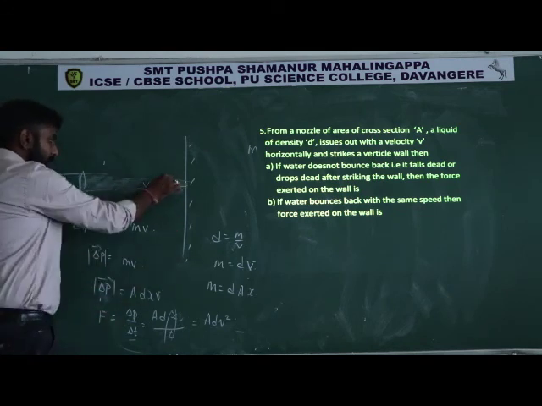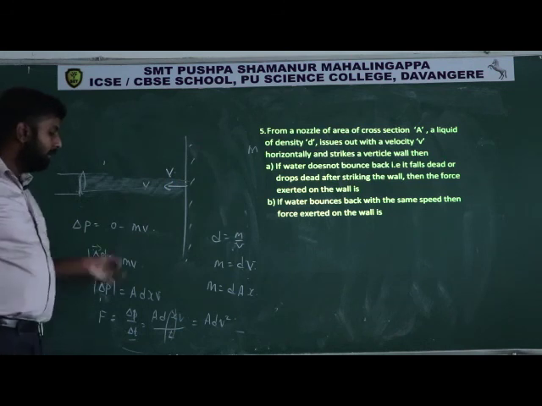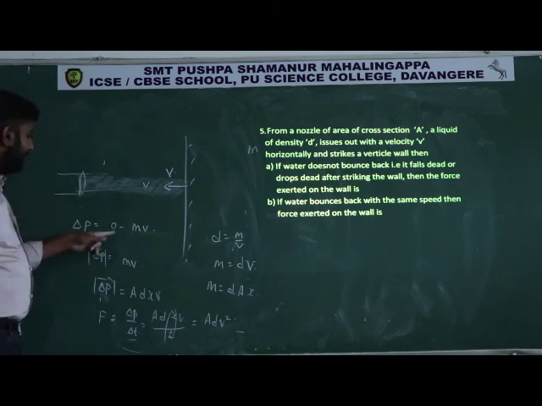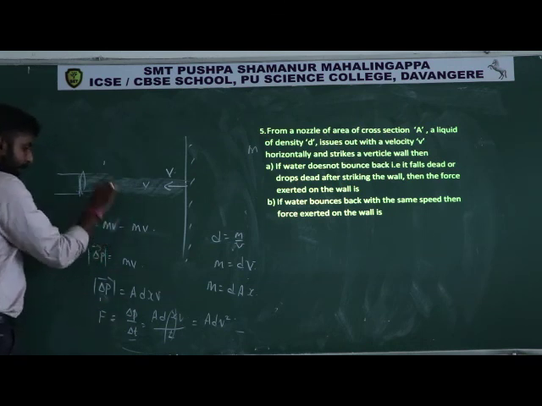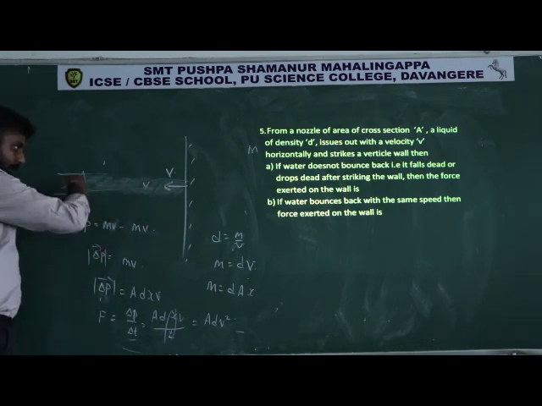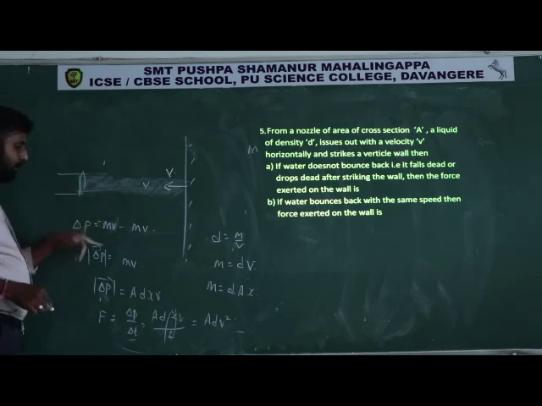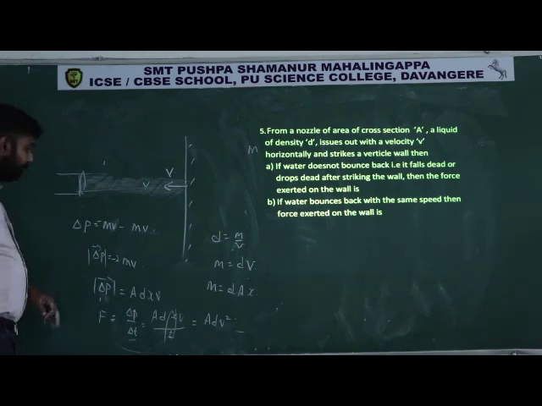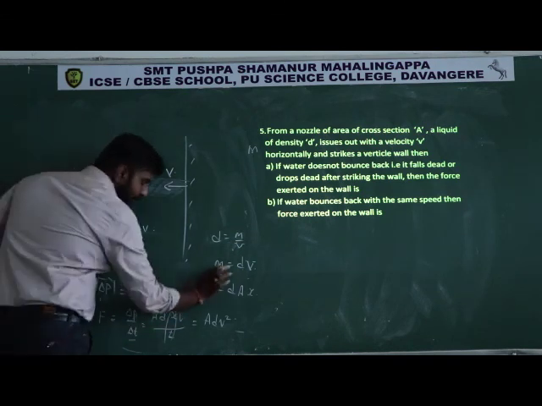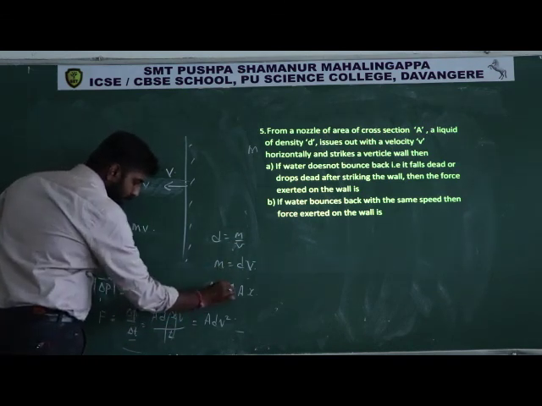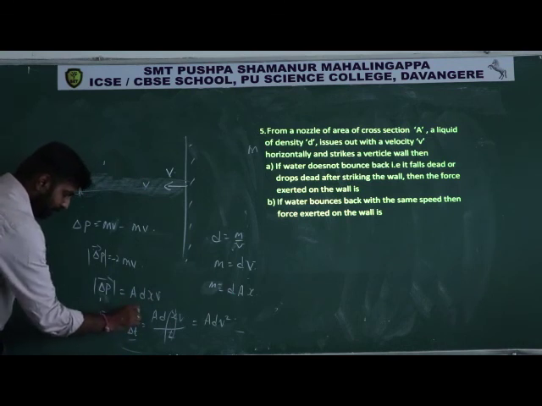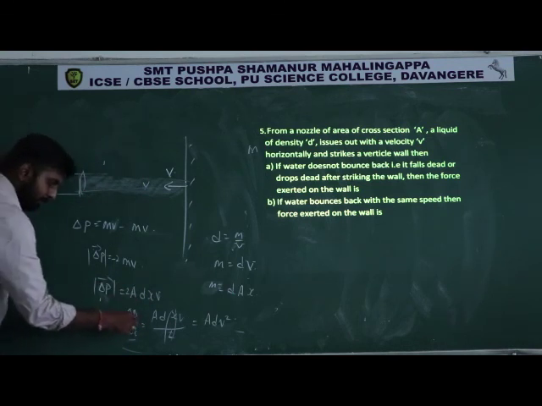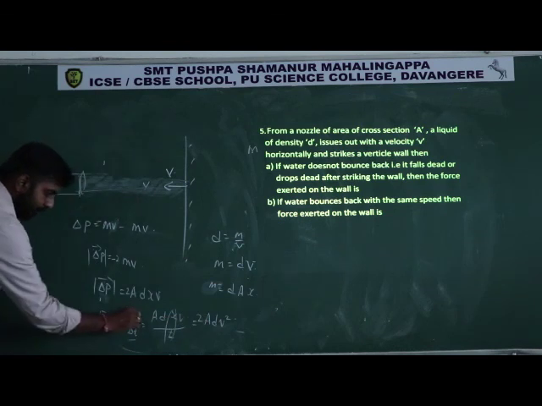If the drops rebound back with the same speed, then the final velocity will not be 0. The final velocity will also be m into v. If the direction is negative, minus m into v, minus into minus, you will get minus 2 mv. This is the change in momentum. Finally, the force equals, here also 2 A d x, finally you will get 2 A d v square.